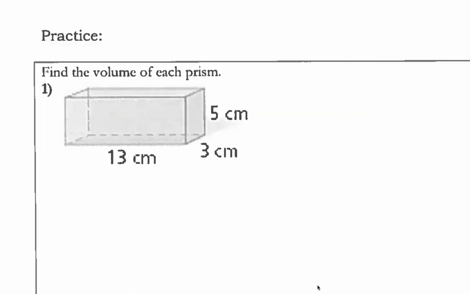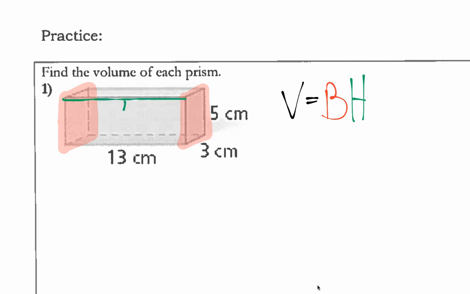So first thing I'm going to do, I'm going to identify the base. Now, you might say it's the bottom, and you can do that. That's fine. I'm going to throw a curveball here and say this thing fell over. So the base is actually on the left and the right. So volume equals base times height. So where's my height? Since I chose my bases to be on the left and right, the height is going to be right here. It's the distance between the two bases.